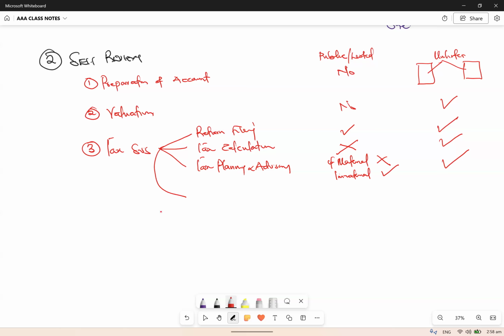Then the last one is what we call dispute resolution. Is the taxman or the auditor allowed to represent the client whenever there is a dispute resolution? Please, this is against the profession, so it is a no-no. Why do you think it's a no-no? This is also called an advocacy threat. You can't represent your client like that.